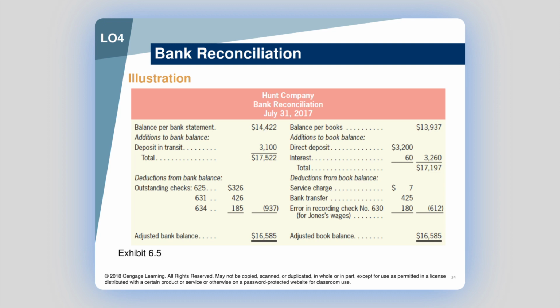So how much would be your adjusted bank balance? 16,585. On the part of the book, ano naman yung kanilang adjustment? Of course, malalaman natin yan kapag may bank statement na. So you have your direct deposit, ibig sabihin, may nag-deposit sa'yo na hindi mo alam. You have interest. Then we have deductions from the book balance: service charge, bank transfer, or any other error. Class, if you notice, dapat parehas yan with the 16,585. Very good.